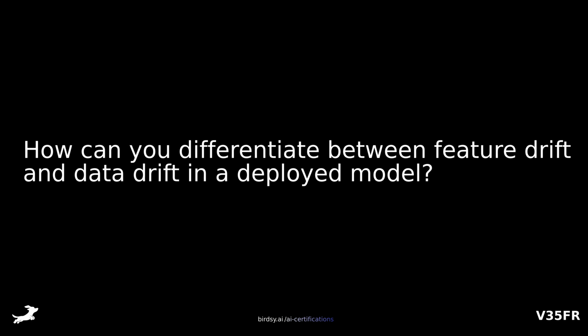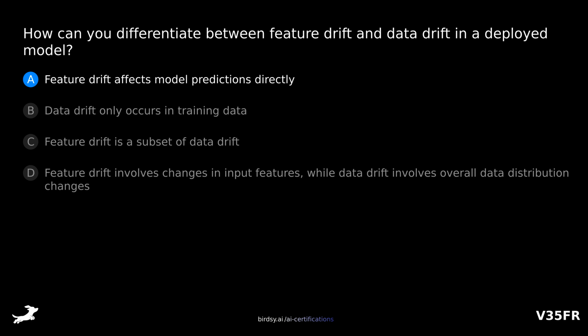How can you differentiate between feature drift and data drift in a deployed model? Is it A. Feature drift affects model predictions directly? B. Data drift only occurs in training data? C. Feature drift is a subset of data drift? Or D. Feature drift involves changes in input features, while data drift involves overall data distribution changes? The answer is D. Feature drift involves changes in input features, while data drift involves overall data distribution changes.